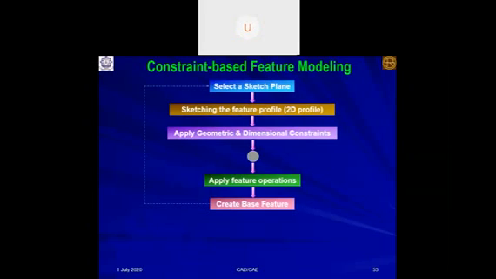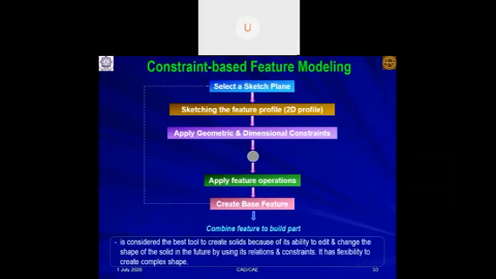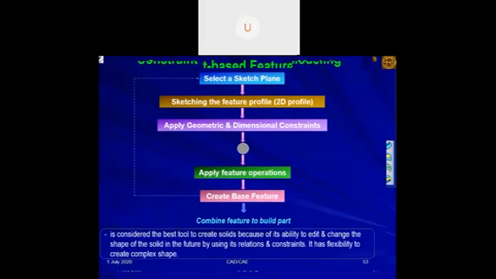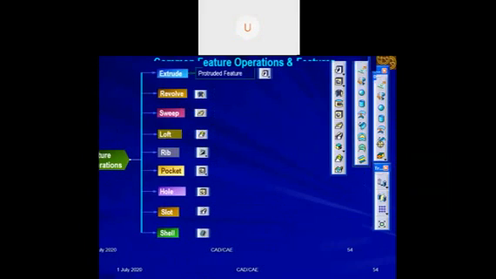That means an object consists of a number of features. A particular solid object consists of a number of features. First, you have to create the base feature. Over that, you can create multiple features, and the combined features will build the part. So these are basically the steps in constraint-based feature modeling, and most of the CAD software is based on this concept, constraint-based feature modeling, and the steps are more or less the same. I already explained that.